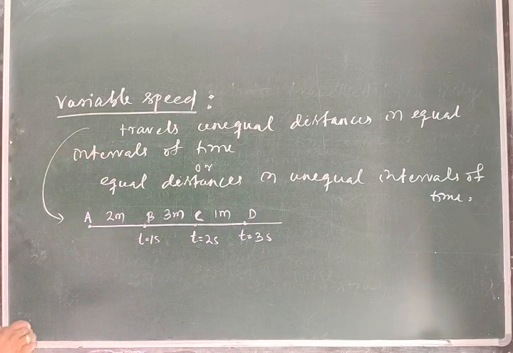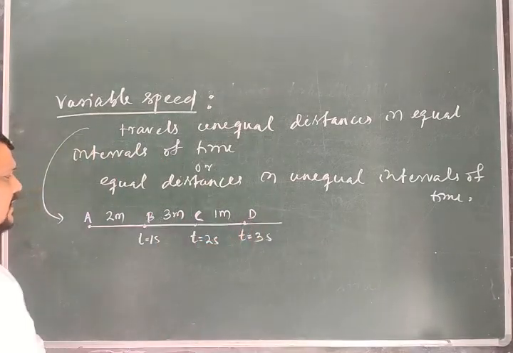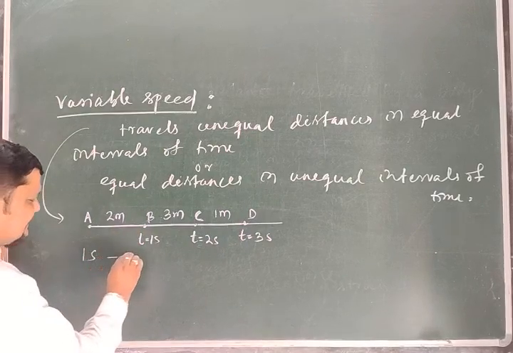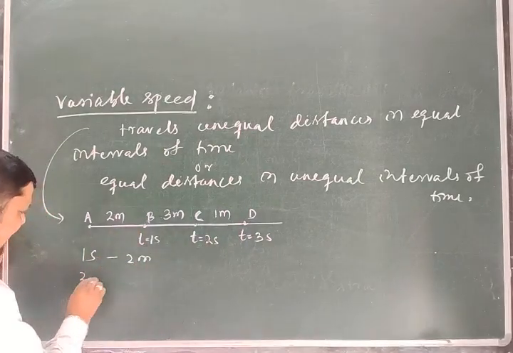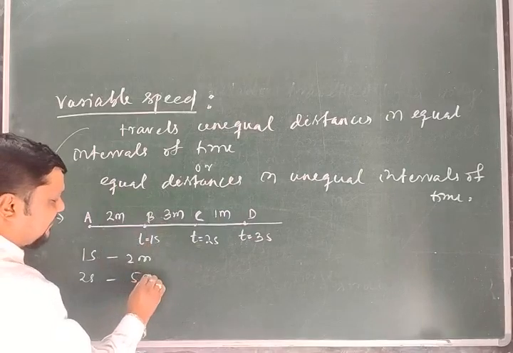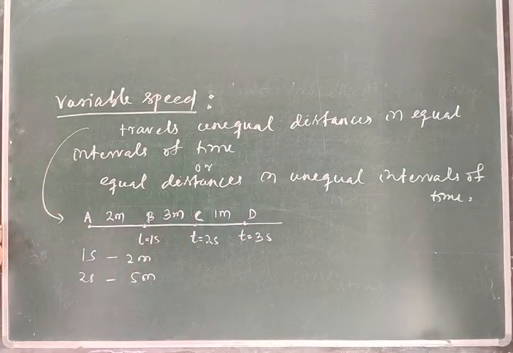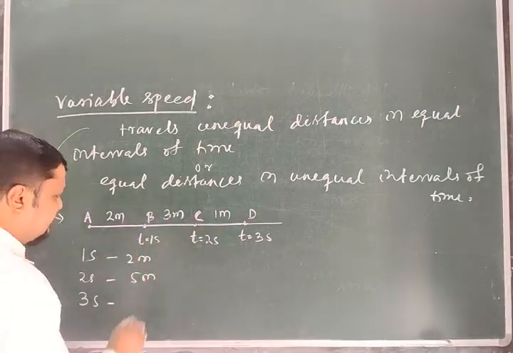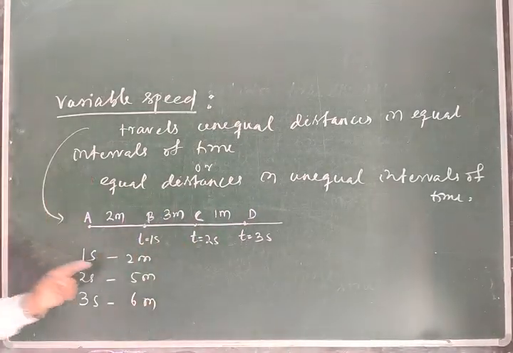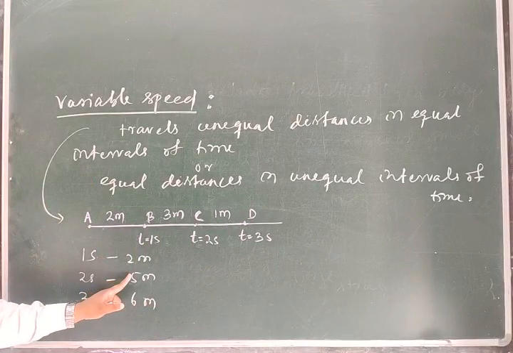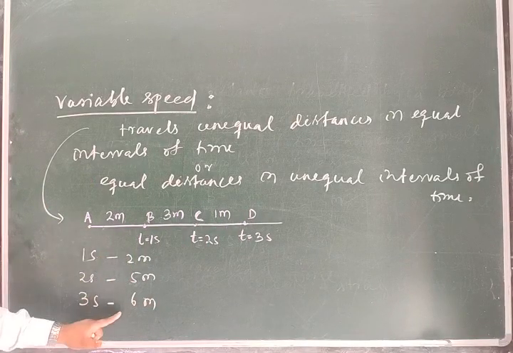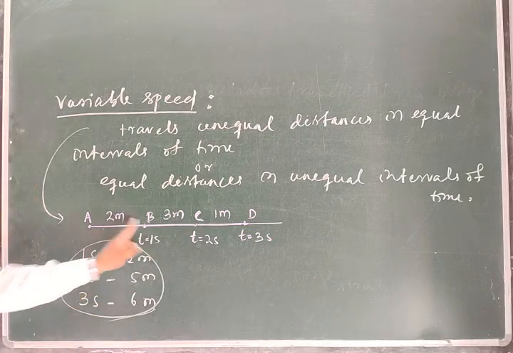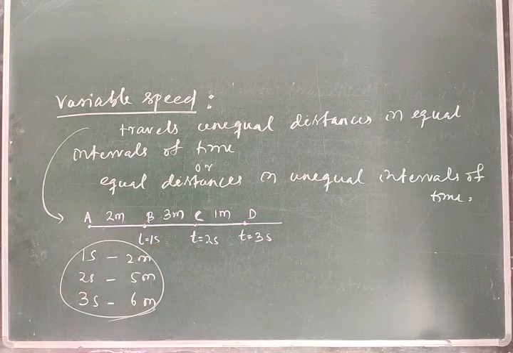Means in these equal intervals of time, the distance traveled by the particle in 1 second is 2 meter. But in 2 seconds, how much is the distance? That is 5 meter. At t equal to 3 seconds, how much is the distance? 3 plus 2 plus 1, 6 meter. So in one second it travels 3 meter extra, and then in the last second it travels 1 meter. So it is not uniform, means unequal distances in equal intervals of time.